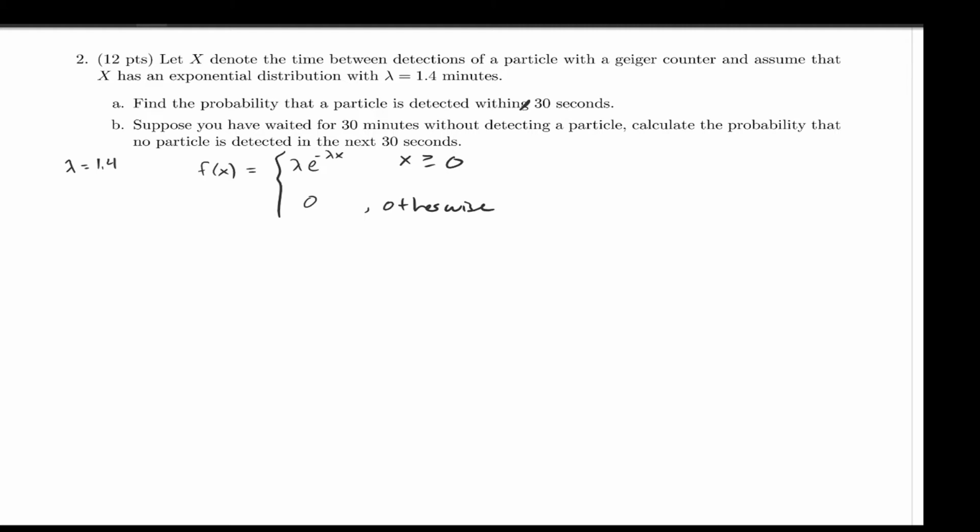So the exponential distribution looks something like this: lambda e to the negative lambda x. And part A says, what is the probability that a particle is detected within the first 30 seconds? So find the probability that x, the time of detection, is less than or equal to 0.5 minutes. So 30 seconds is the same as 0.5 minutes.